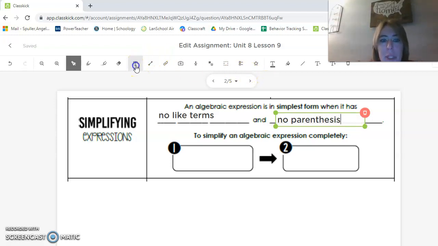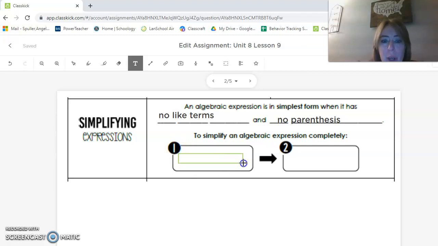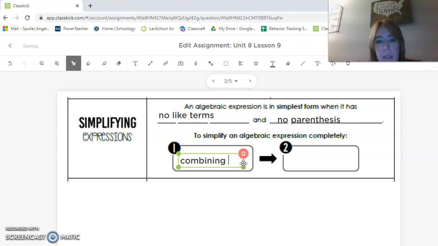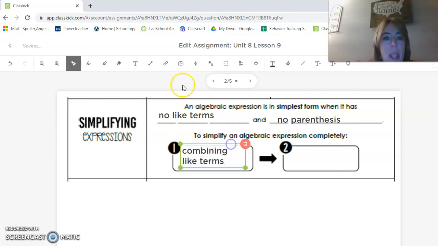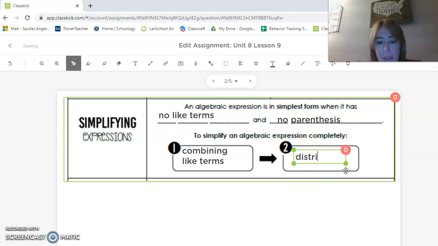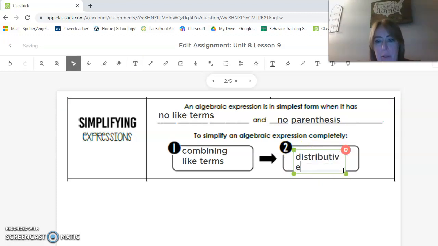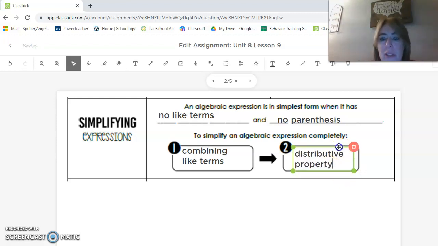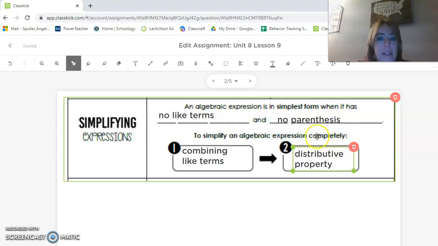Okay, and how do we do this? Well, we've learned two ways. First off, we've learned by combining like terms, and we've learned to use the distributive property. Okay, so these are the two ways. So we're going to practice that in this lesson.